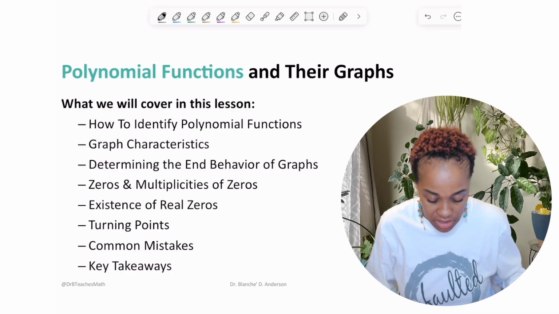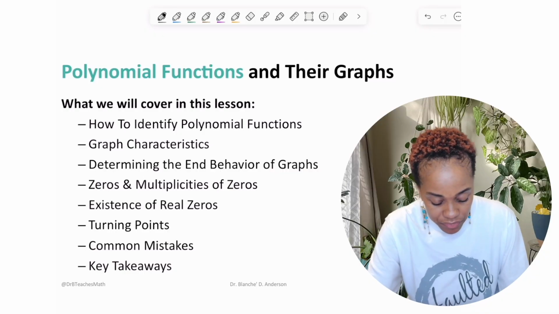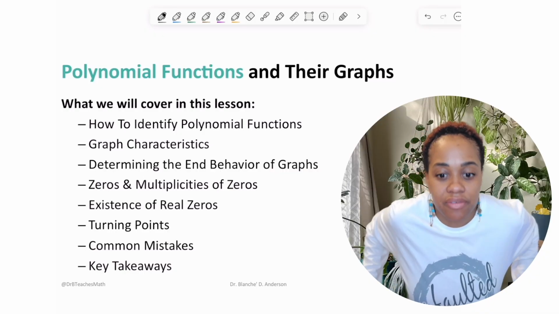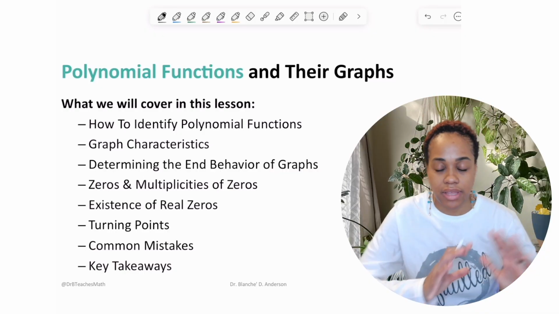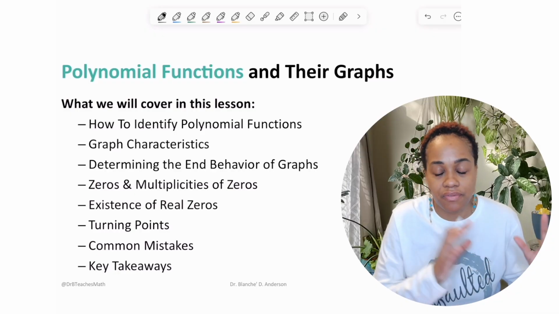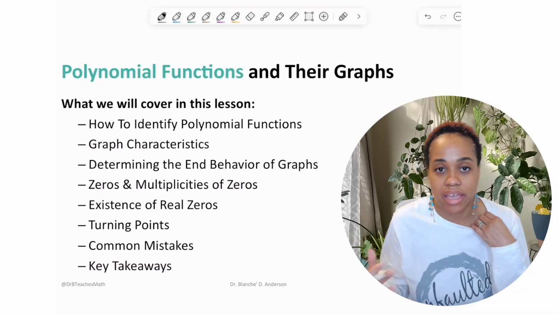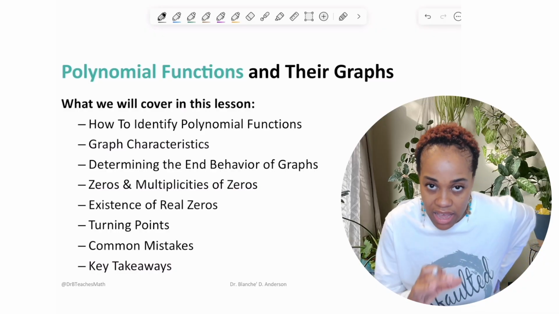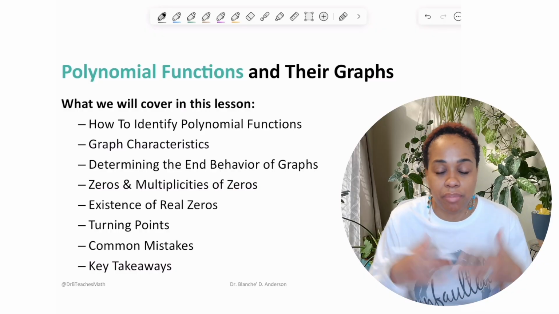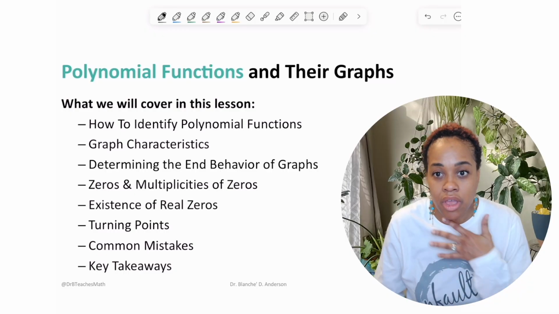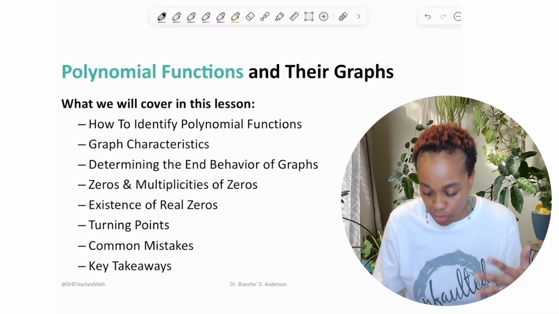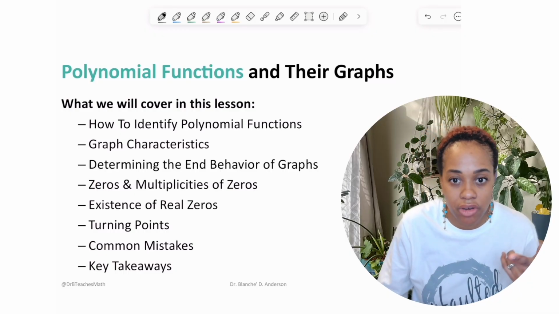As I was doing this lesson, I realized I need to make a video on the basic graphs of the basic functions so y'all can see what they look like. Because when you know the basic graph, you can kind of graph anything. But for this particular lesson, we are going to go through polynomial functions and their graphs.